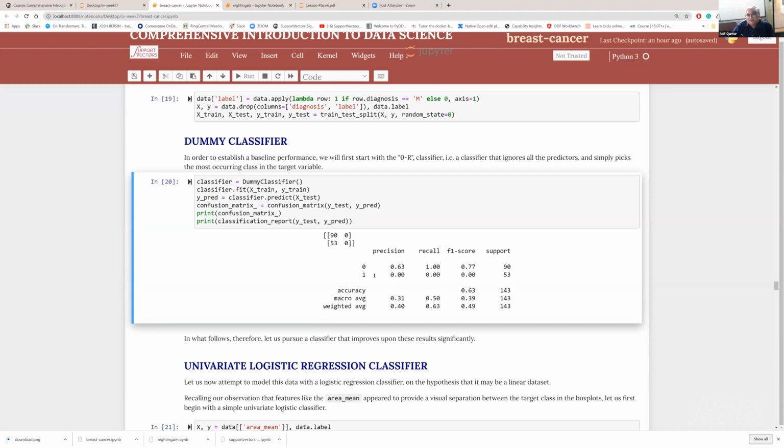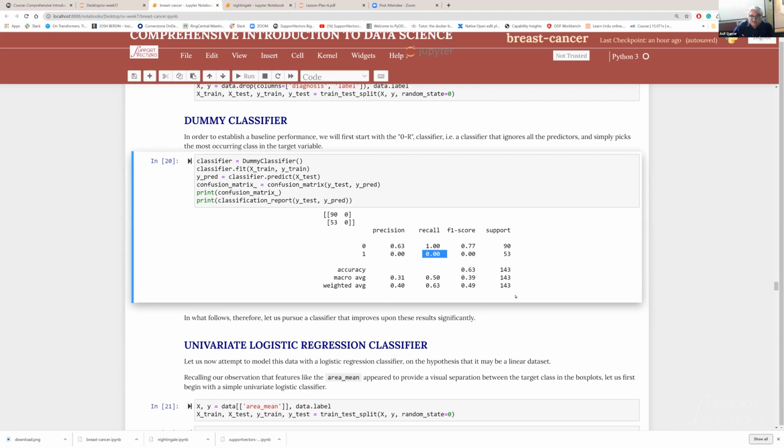But what is noteworthy is that the thing that really matters is the recall of the positive case. You don't want to miss the positive case. You need a good recall on the positive case. In fact, the recall on the positive case is 0. And therefore, the accuracy is misleading. It just represents data imbalance. This number is bad, as it should be, because it's a dummy classifier.